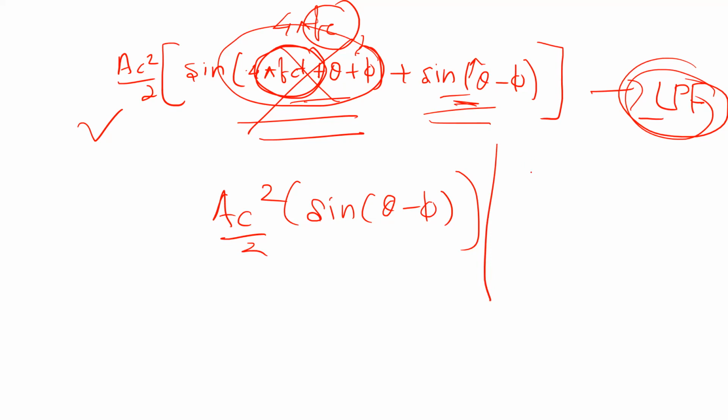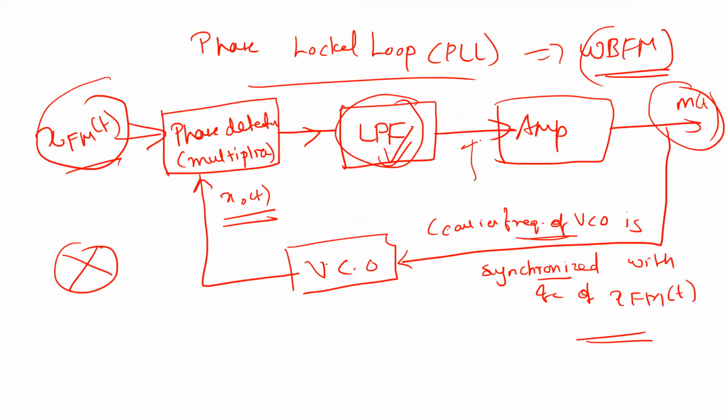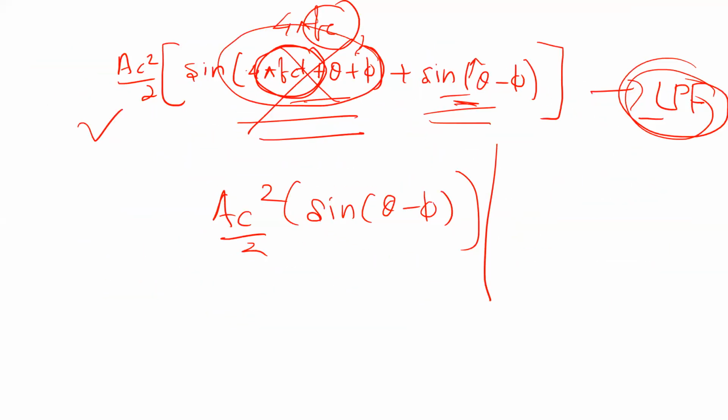Now, Jerry, this is what you will get at the output of the low pass filter over here. Now, what is my aim? My aim is to get m of t. Now, how do I get m of t?